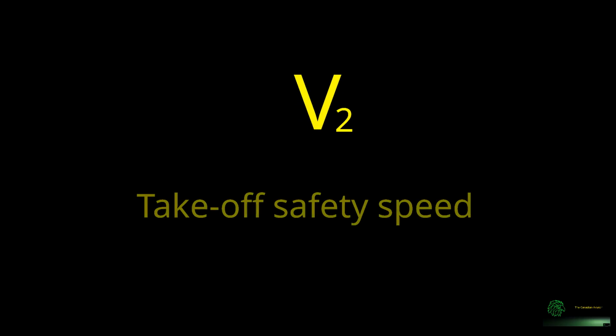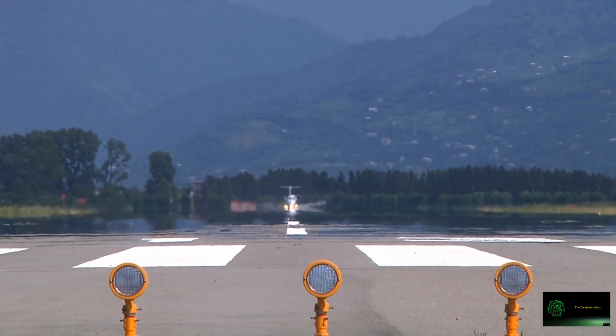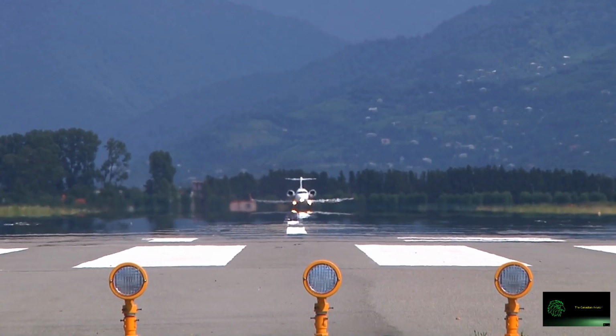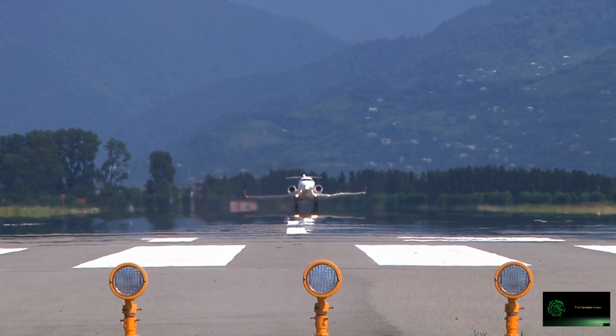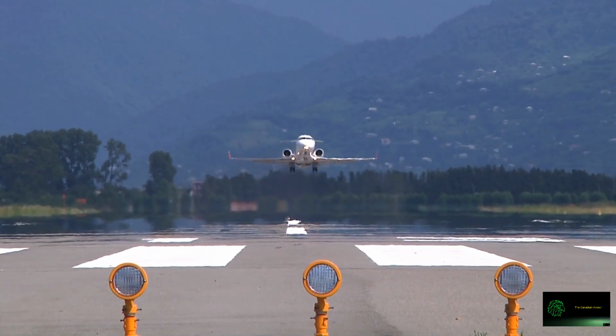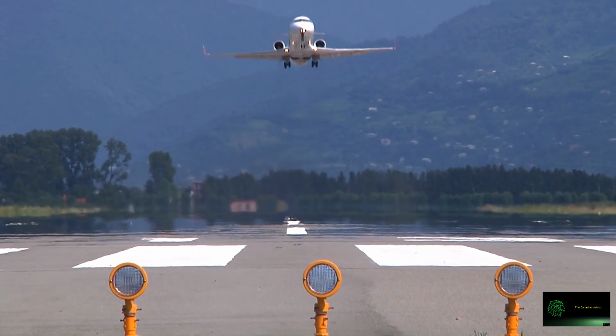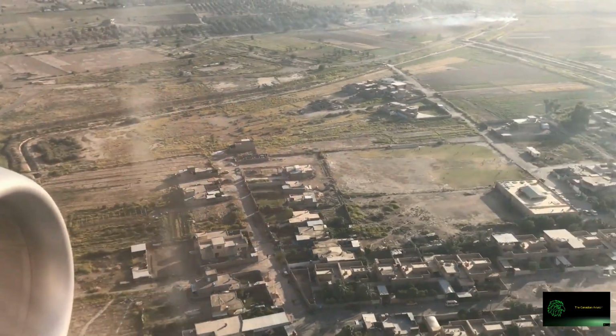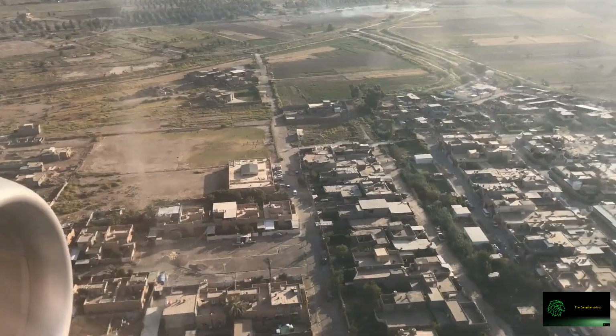V2 – Takeoff Safety Speed. V2 is known as the takeoff safety speed and is used in multi-engine aircraft. It is the minimum speed that must be reached and maintained after takeoff if one engine fails. At V2, the aircraft is able to climb safely with the critical engine inoperative while maintaining adequate control and performance.